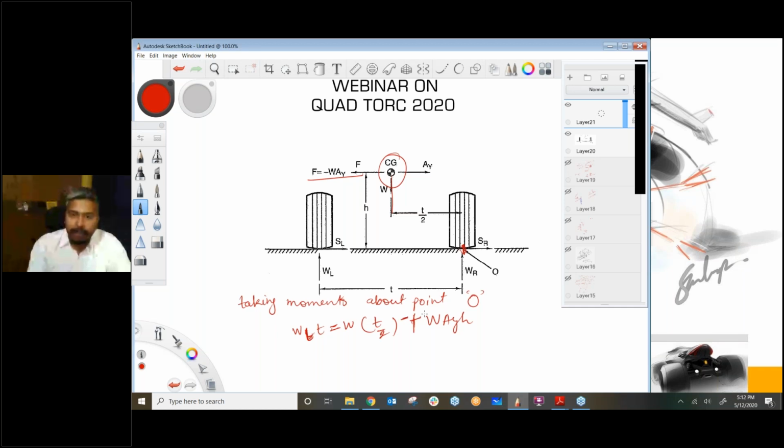Okay, so now longitudinal load transfer. This is the case for longitudinal load transfer when your vehicle is traveling and suddenly you apply the brakes.